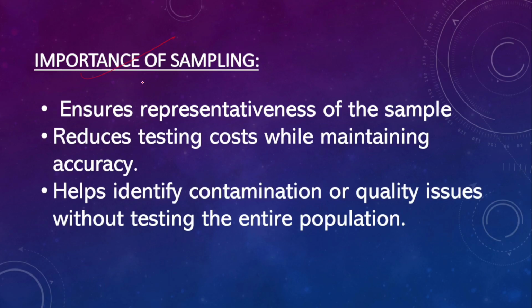What is the importance of sampling? It ensures representativeness of the sample, it reduces testing costs while maintaining accuracy, and helps to identify contamination or quality issues without testing the entire population. Population means the sample which we are going to test. Ensuring representativeness of the sample means selecting a sample that accurately reflects the population characteristics. This can be achieved by using random sampling and sufficiently large sample sizes to minimize variability.